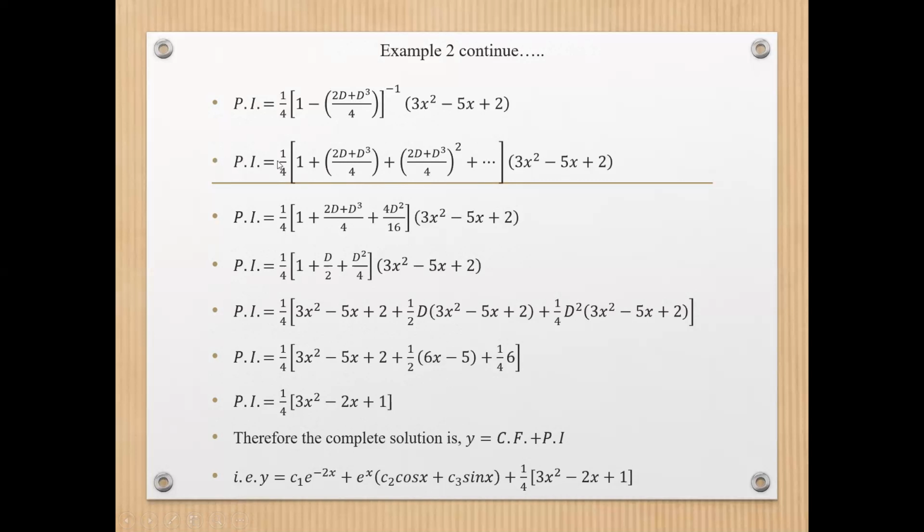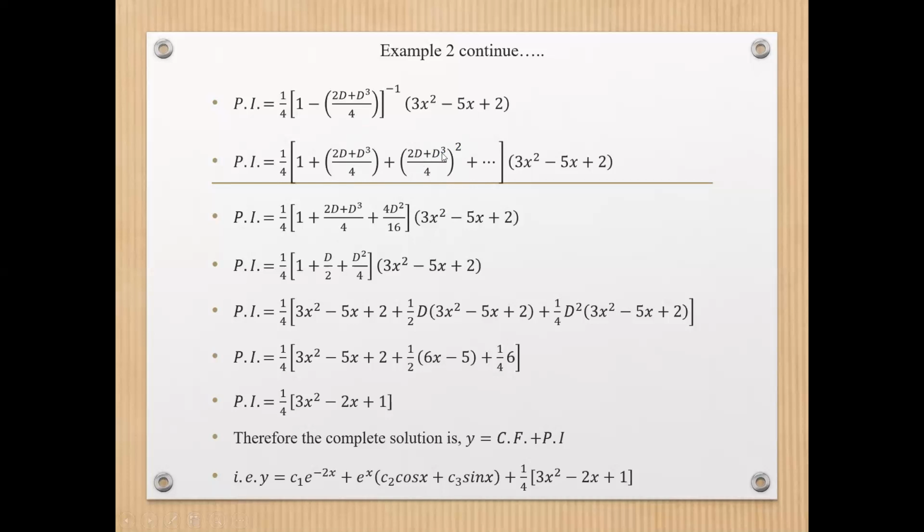Here 1 by 4 is constant. Now simplify this. What do we get? Pi is equal to 1 upon 4 into bracket 1 plus, give a separate denominator, 2d by 4 plus d cube by 4. Here we have to square this bracket. On the denominator there is 4, 4 square is 16. On the numerator what do we get?